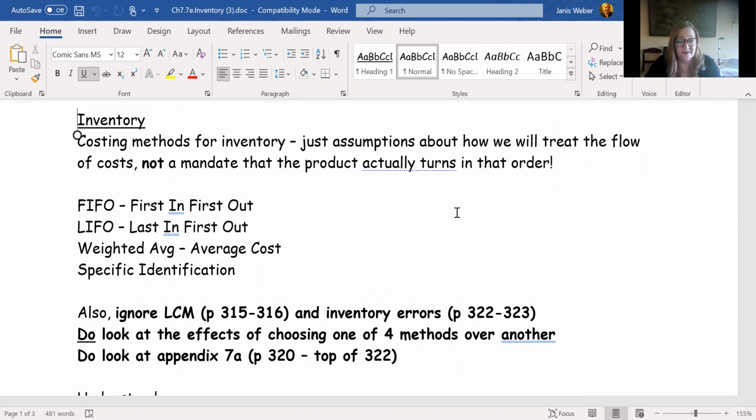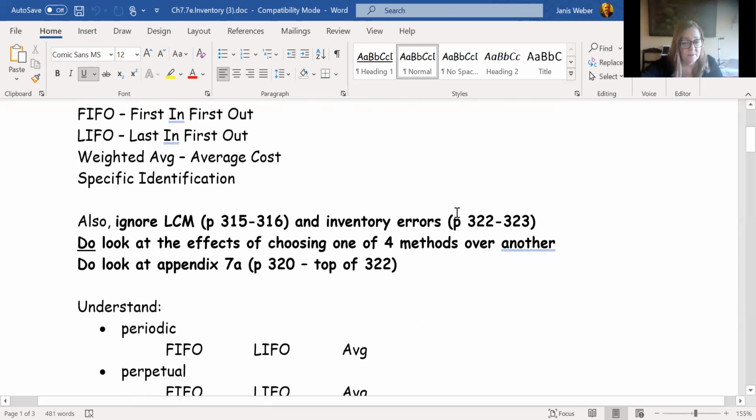And then we are in that same section, those pages 315 to 316 and 322 to 323. Near those pages, there are some things that I want you to look at. One is the effect of choosing one of the four methods over the other, and so the impact it has on net income. And also, I do want you to look at the appendix 7A, which is the top of page 330 down to 322, which is in the middle of some of those areas we're skipping. But I do need you to look at that appendix because we're not skipping that piece.